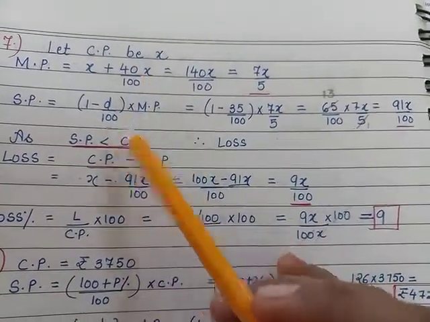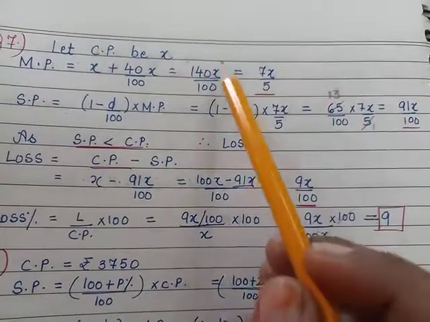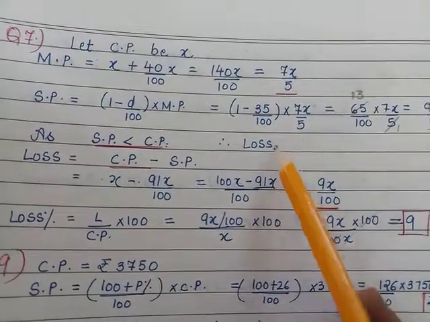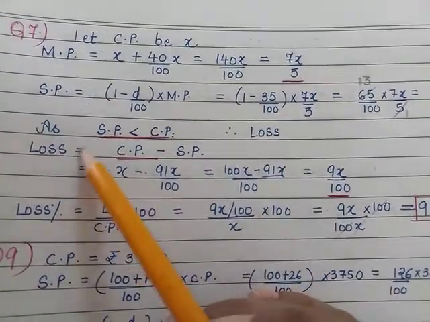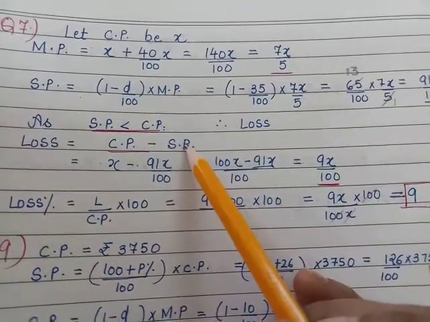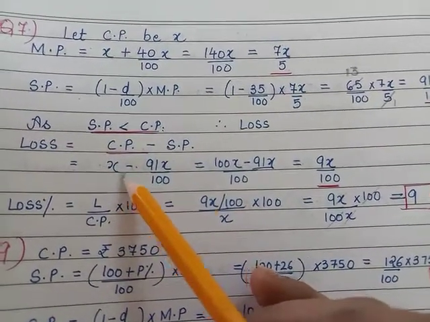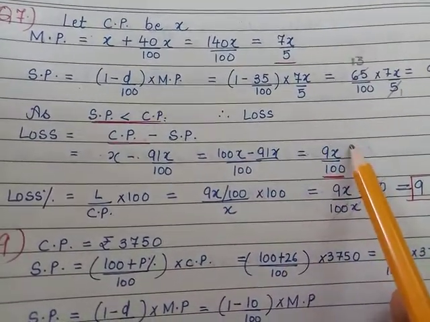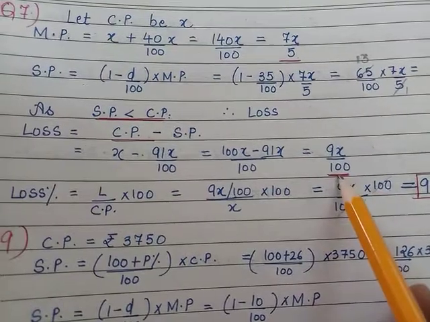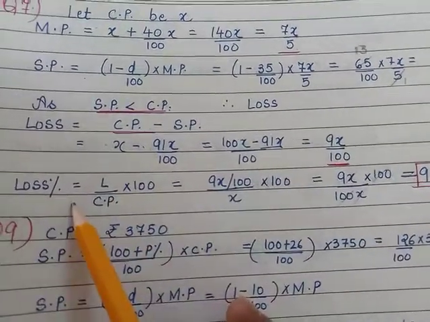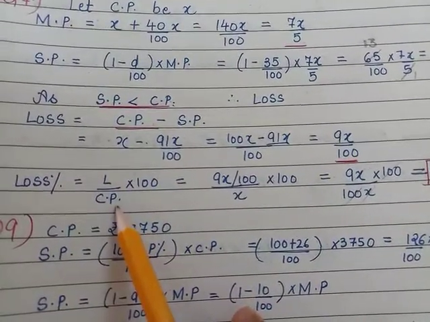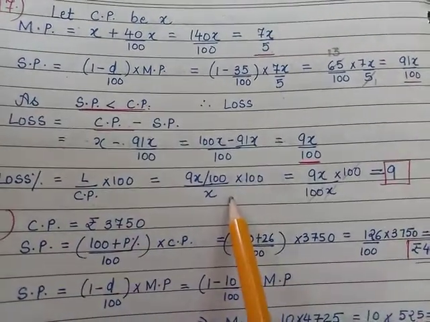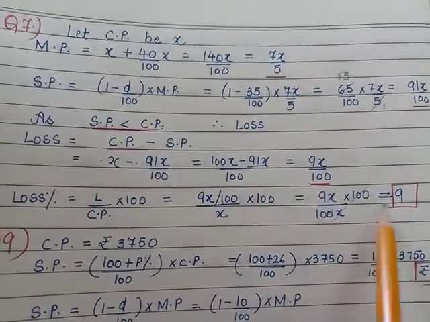So in this case the selling price is lesser and the cost price is greater. Okay children, so this is a case of a loss. Loss is equal to cost price minus selling price. Cost price is x, selling price we have found, that is 91x upon 100. We get the loss equal to 9x by 100. As we have to calculate in percent, the formula says loss upon CP into 100, and we calculate it in percent, that becomes 9.